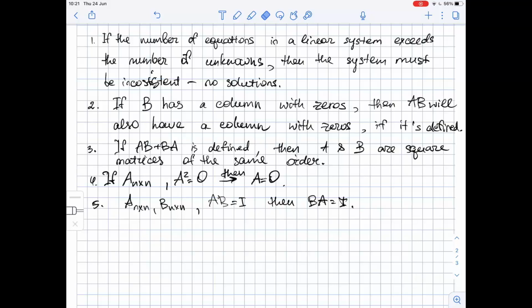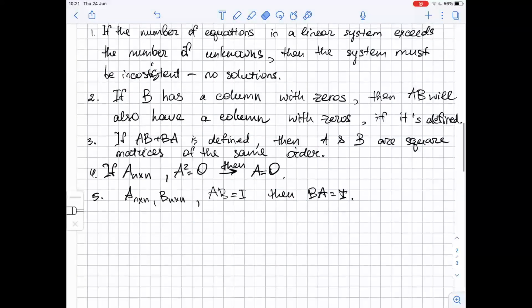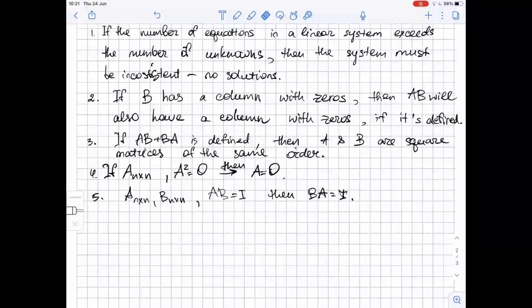Statement 1 says that if the number of equations in a linear system exceeds the number of unknowns, then the system must be inconsistent, no solutions. Well, let's look at an example. For instance, x equals 8 and 2x equals 16. So this is a system of equations and it has only one solution, that x equals 8.